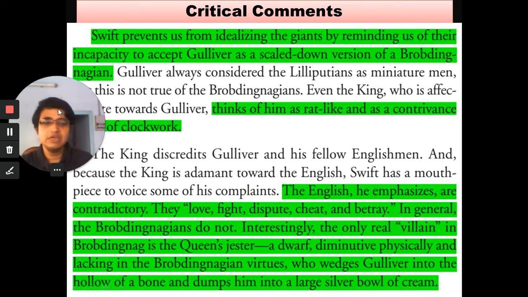The English, he emphasizes, are contradictory. They love, fight, dispute, cheat and betray. These are all very bad habits. In general, the Brobdingnagians do not. And interestingly, the only real villain in Brobdingnag is the Queen's Jester, who is a dwarf. Remember, Gulliver is also a dwarf in this land of the giants. So dwarf means diminutive physically and lacking in the Brobdingnagian virtues.